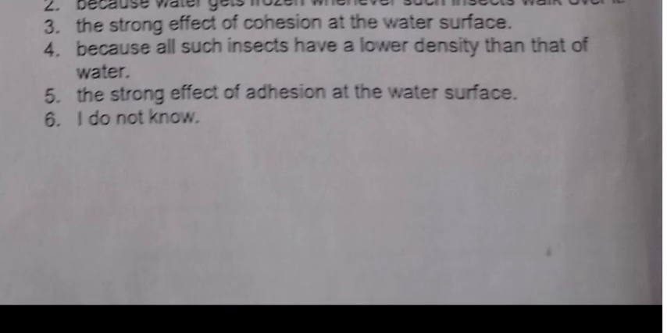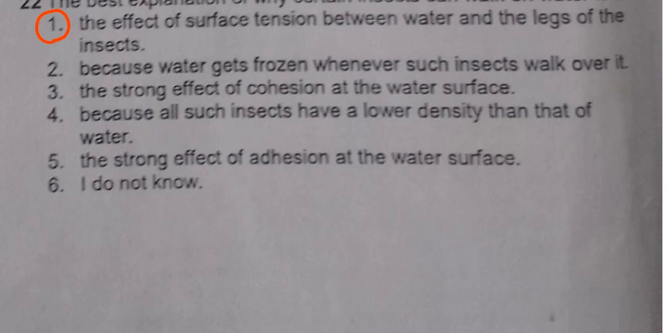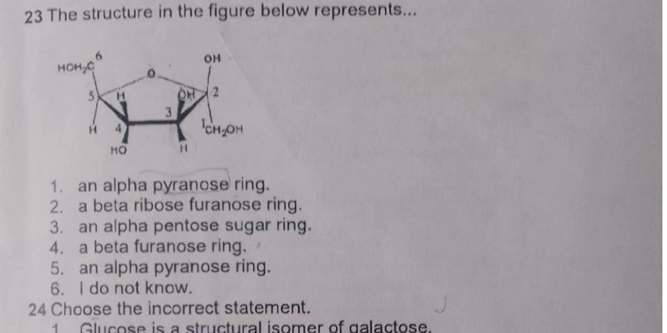Let's go to the next question, question 23. So the structure in the figure below represents, so this is a furanose ring. As you can see, it has got 5 sides. So let's see on the answers. We have an alpha pyranose ring. So this is not true. Pyranose ring has got 6 sides.